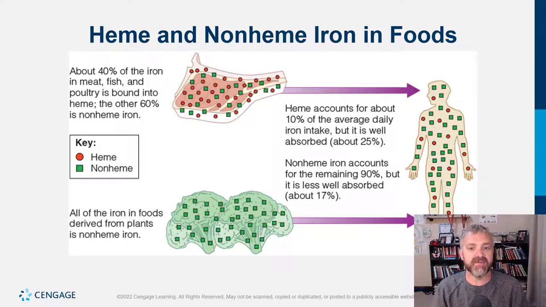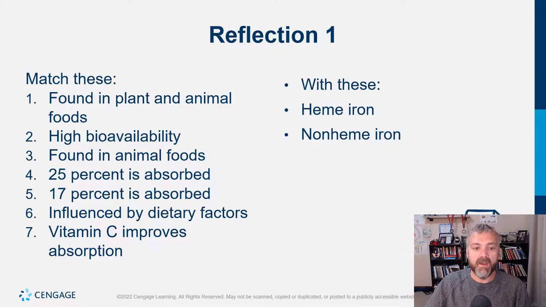So heme accounts for only 10% of the average daily iron intake, but it is absorbed up to 25%. Non-heme iron is the majority of the iron you're going to be consuming today, but it's absorbed less, at about 17%. So heme iron is more bioavailable than non-heme iron. All right, and we have a couple more little facts about that too, something called meat factor we'll talk about in just a moment. But let's match these first.